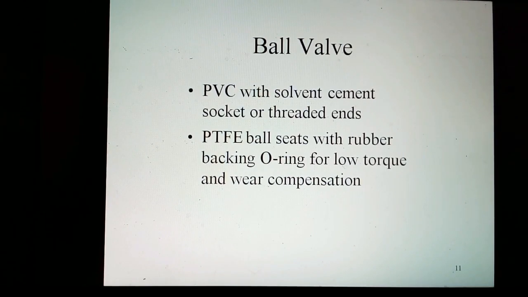Valves can be of PVC with solvent cement socket or threaded ends with EPDM seals. PTFE ball seats with elastomeric vacuum load ring for low torque and wear compensation. No adjustment is necessary. Monoblock structure provides high safety level, and user cannot disassemble or adjust.